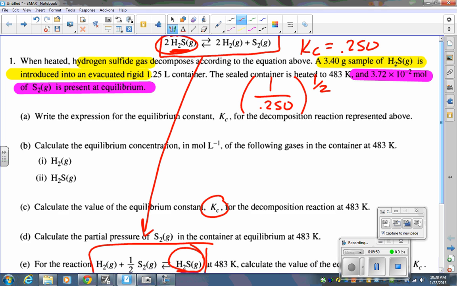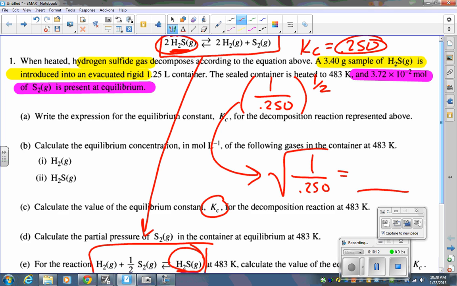So what you would end up with is 1 over 0.250. You take the root of it, and I believe that's going to be somewhere around 2. If you plug that into your calculator, it'll be somewhere around 2.0, close, 1 point something. Sig fig wise, if you calculate 3 sig figs here, you should have the answer at 3 sig figs there. So actually, let me do it on the calculator. Yeah, it's going to come out to be 2.00.